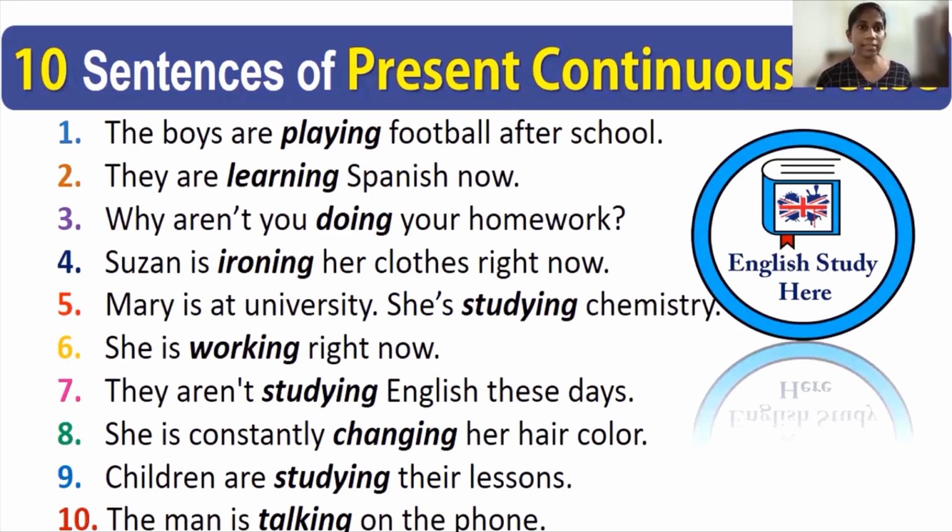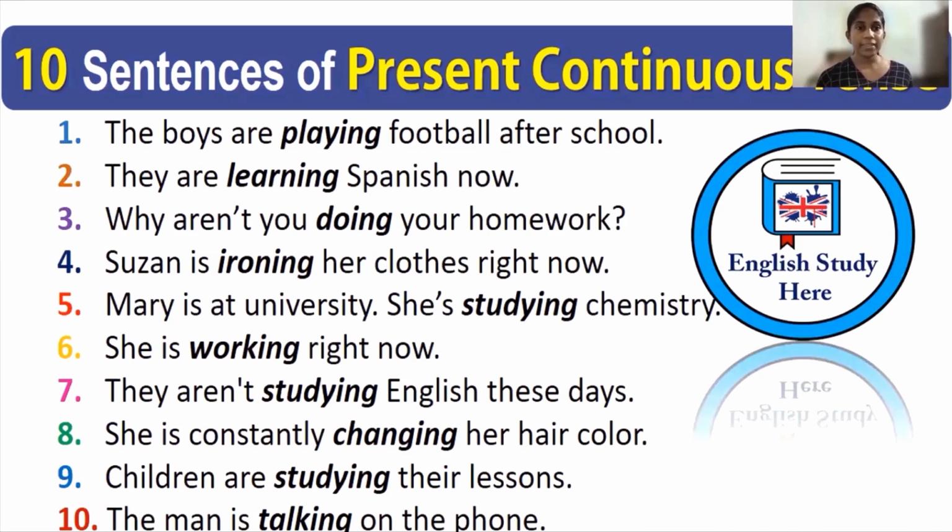Then the fourth sentence, Susan is ironing her clothes right now. So I have used the verb iron here. So the subject is Susan. So the relevant helping verb is. Ing form of the verb is ironing. Susan is ironing her clothes right now.